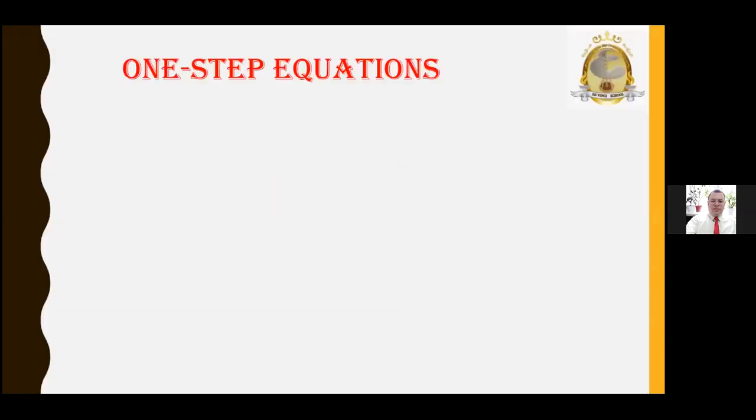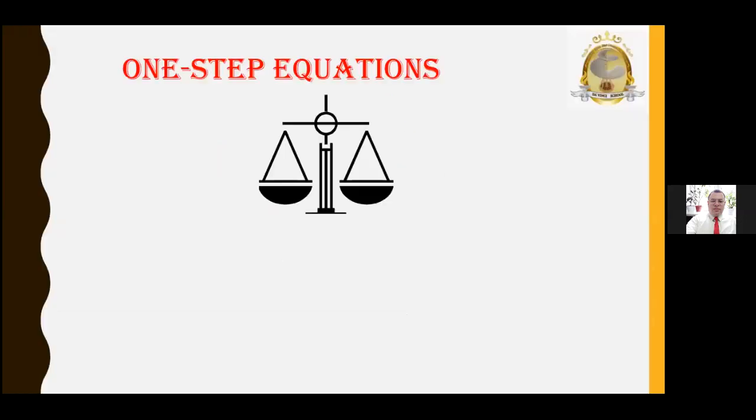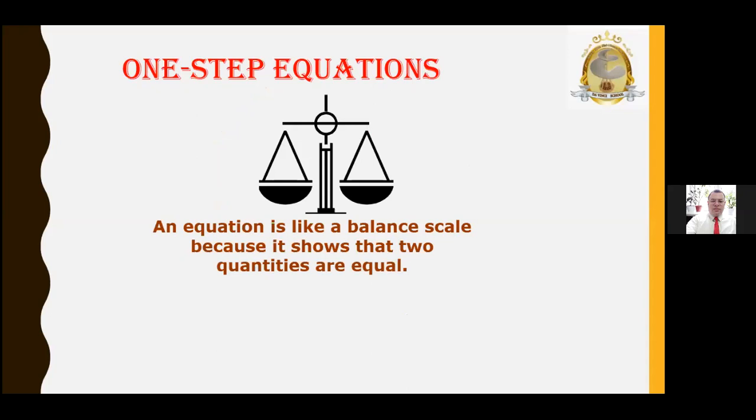The equation, as you know, is like a balance scale, the two sides must be equal. The equation is a mathematical sentence with two sides, as we said, that must be equal. The right-hand side must be equal to the left-hand side, and it includes the equal sign, okay?